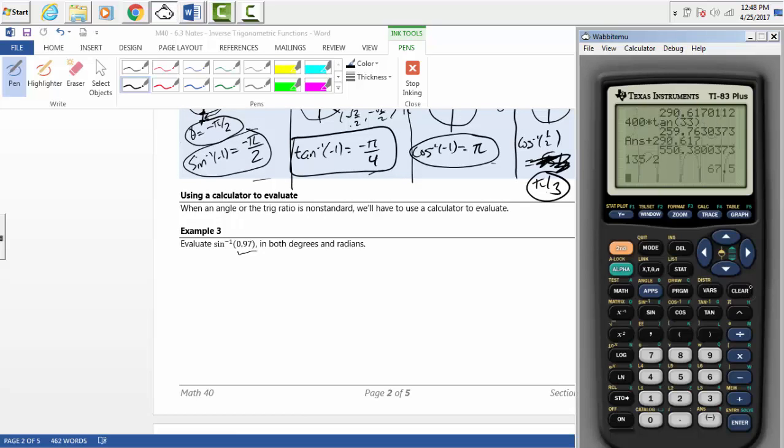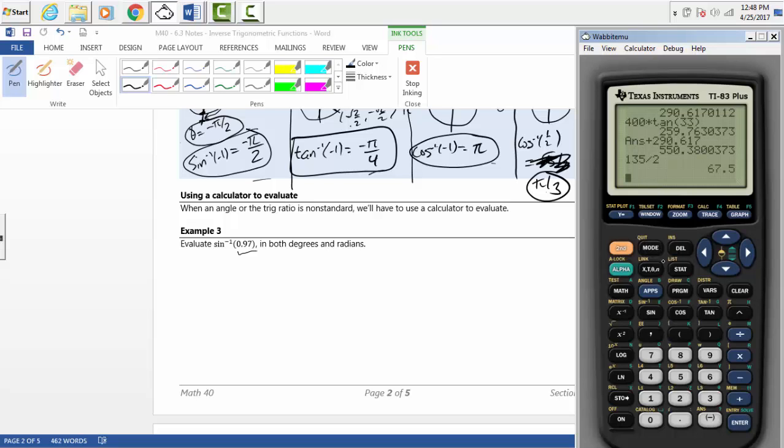But let's get practice on using our calculator too. But I only want you to use your calculator when it's non-standard. Okay, so if you did any of the other problems that I just did in that blue box, and you just gave me the decimal answer, that's not good enough for me. I need you to give me the exact answer, which are these, in radians. But this is non-standard, so let me show you how to do sine inverse. Now, I want degrees and radians, so why don't we do the degree one first?